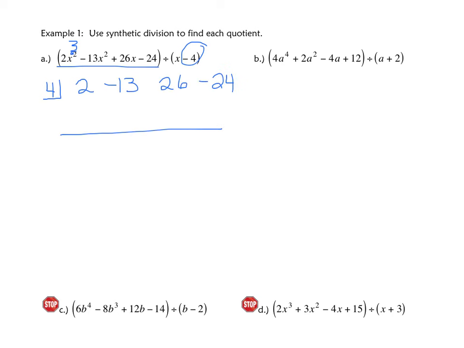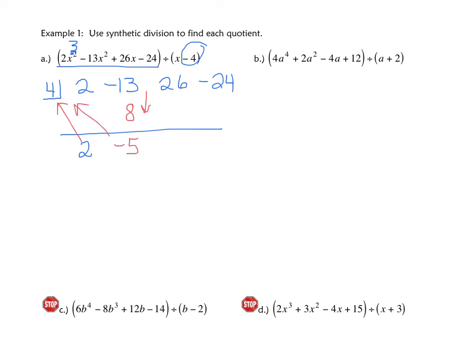Again, please make sure that all your powers of x are accounted for. If they're not, we are going to have to put a 0 placeholder in the spot where that x should have been. First step, bring down your first coefficient, which is 2. Now we take 2, multiply it by 4. 2 times 4 is 8. That goes underneath our second coefficient. Going down, we add negative 13 plus 8, which gives me negative 5.